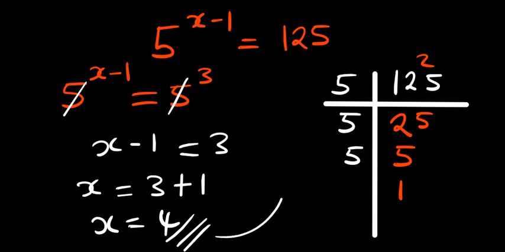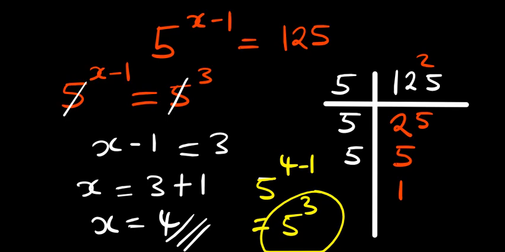How do we prove it? Try to put a 4 there. Is it going to give you 125? Of course. If I put a 4 there, 5 to the power 4 minus 1, that would be 5 to the power 3, since 4 minus 1 is a 3. 5 to the power 3, we have said it gives us 125. So basically that's how you are going to solve this one.